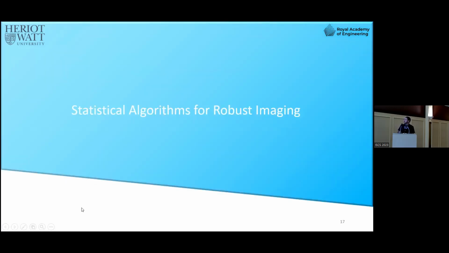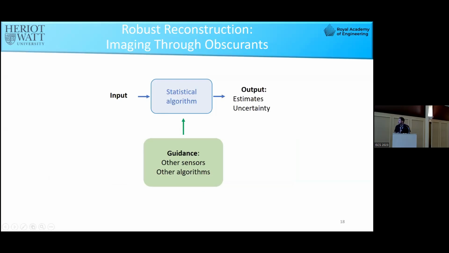And first, let's see how we can solve the problem using a statistical model. So now the framework is that we have this LiDAR data, and we will design a statistical method that estimates parameters together with their uncertainty, while taking into account guiding information that we might obtain from other sensors or other algorithms.